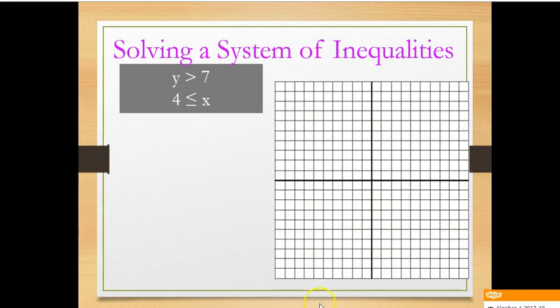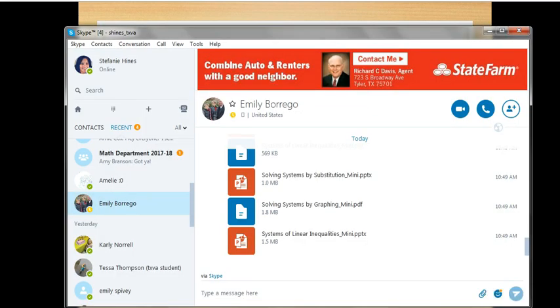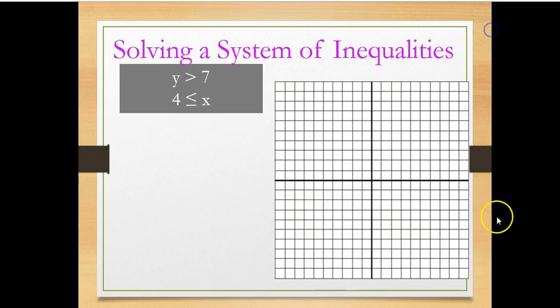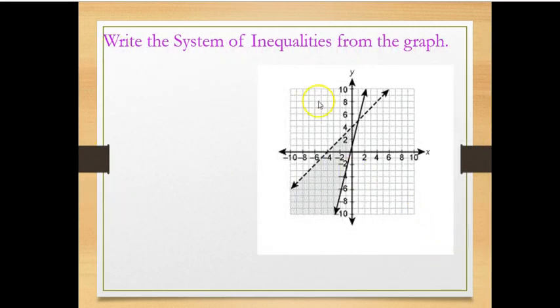If we take a look at this next example, it says, write the system of inequalities from the graph. Okay, so let's take a look at each inequality.